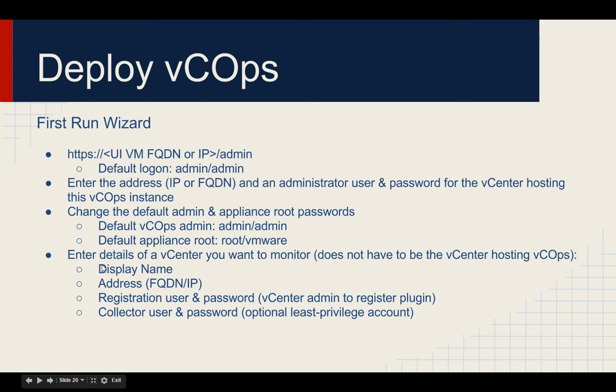So you just have to enter a display name that just shows up in the vCOps configuration. You enter the address, either an FQDN or IP, and a username and password of an account with the privileges to register the vCOps extension and plugins to the vCenter. It's usually an admin level account. And then optionally, you can specify a reduced privileges account, and the vCOps documentation has exactly what privileges you need to grant for a collection user. This is what the analytics VM will actually use to pull data out of your vCenter. Best practice would be to have a least privilege account doing that and not use an admin level account all the time.